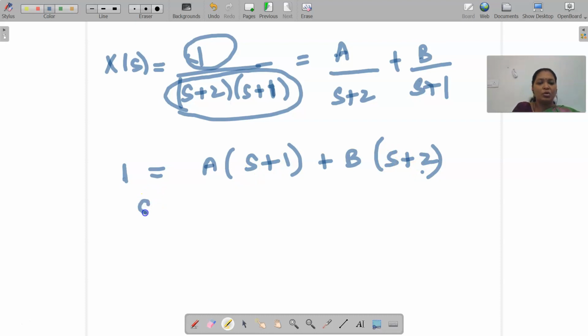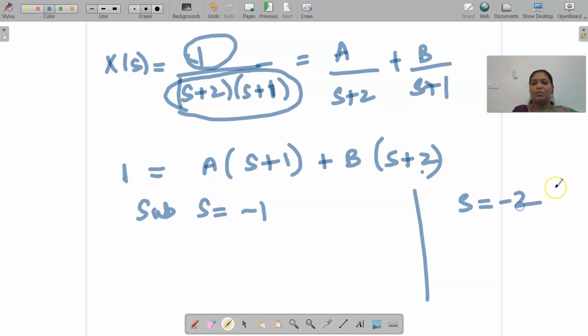So substitute s equal to, for this term I have to substitute minus 1. For this term I have to substitute minus 2. If I have minus 2 here, I will substitute plus 2. So if you have minus terms, substitute positive terms. If you have positive terms, substitute negative terms. Okay. So substitute s equal to minus 1.